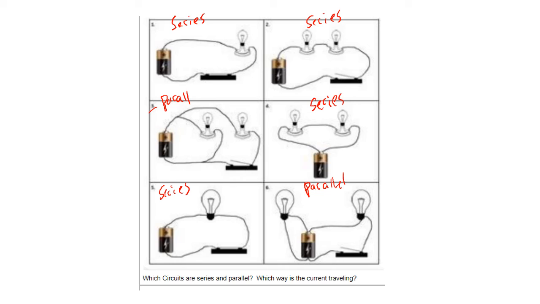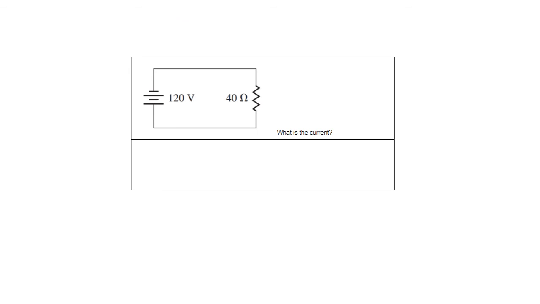Okay, which way is the current traveling? Current travels out of positive towards negative, right? So current's going this way, current's going that way, current's going this way, and current's going that way, because there's two paths, since it's parallel. There's no current here, because they're both hooked up to the positive, no dice. Current's going that way, current's going this way, and current's going that way. Cool beans, huh?